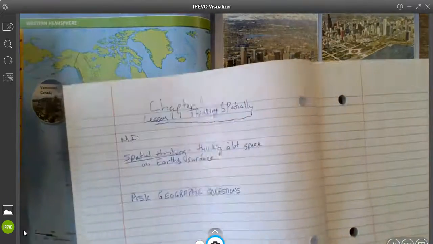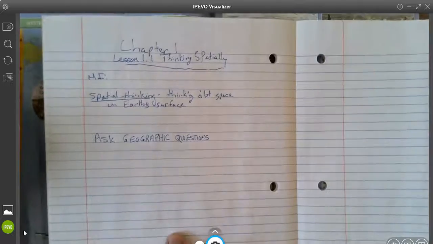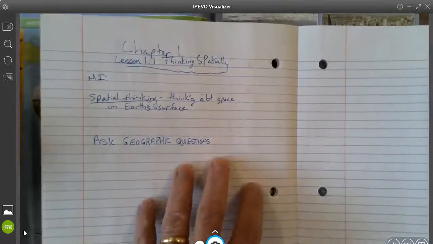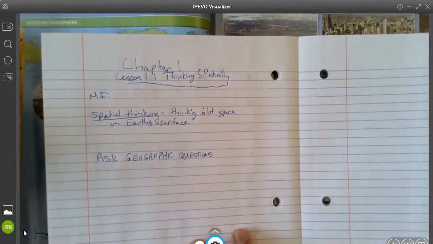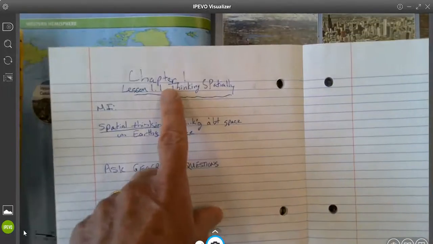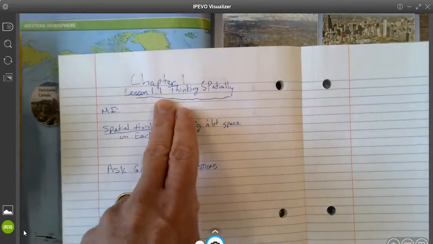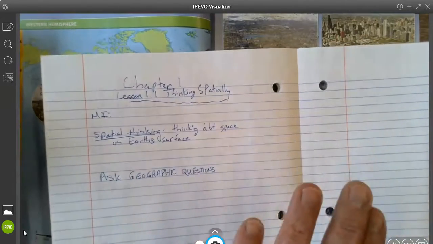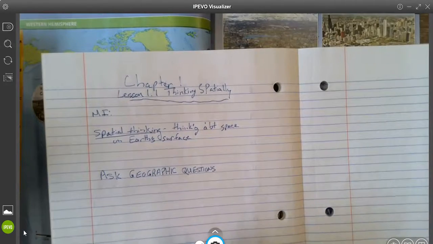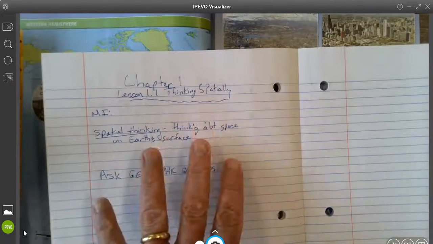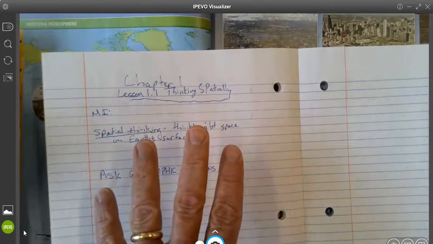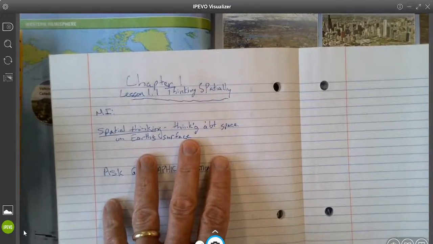What I did is I just began that process right here, Chapter 1. And I always recommend you write down the chapter and the lesson number so that it's really clear when you're leafing through your notebook that you can find that section or that lesson that you're looking for.